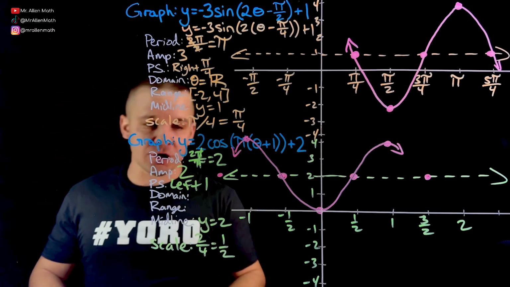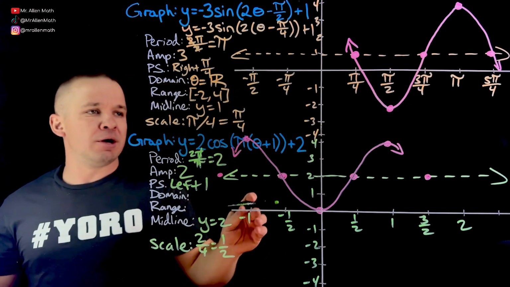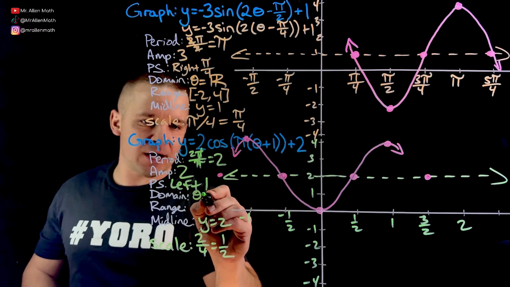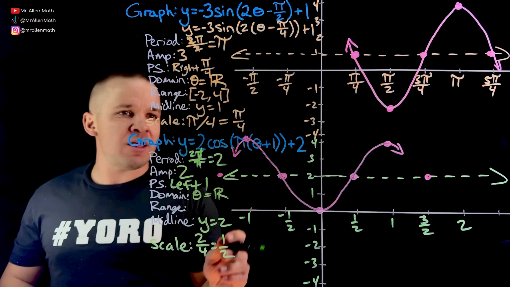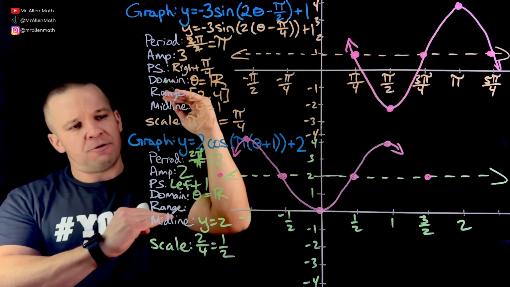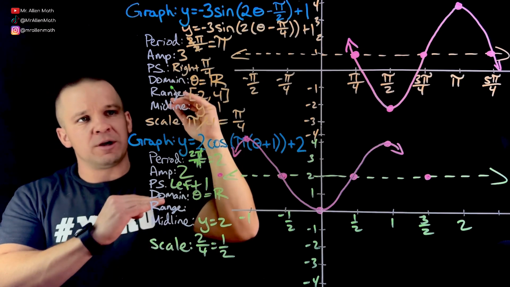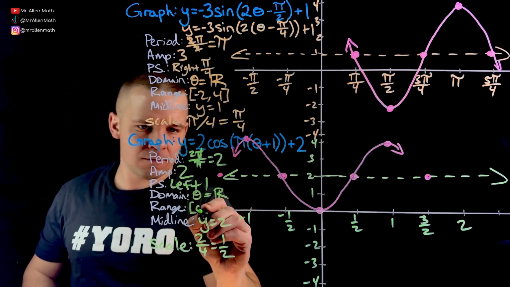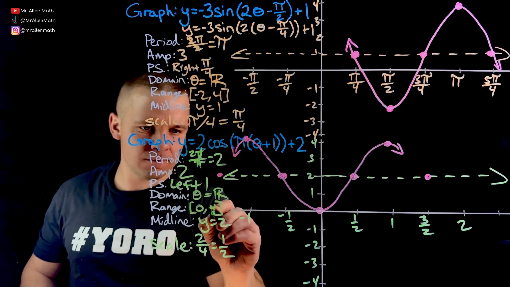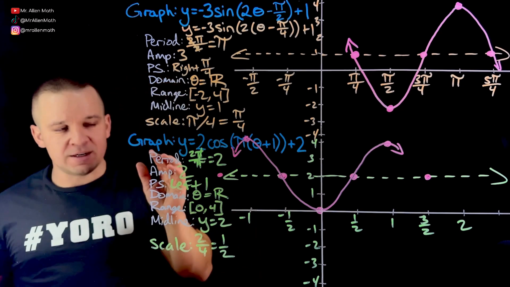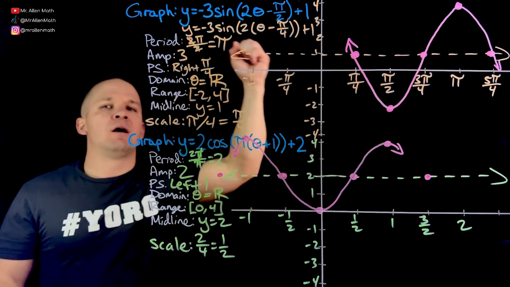Ooh, wait, domain and range. Almost forgot. So our domain here, again, all real numbers, so theta equals all reals. And then my range, how high up, how far down? Well, I'm going to be going up to +4, down to 0, so we're going to be between 0 and 4. Excellent. Fantastic, wonderful, and awesome.